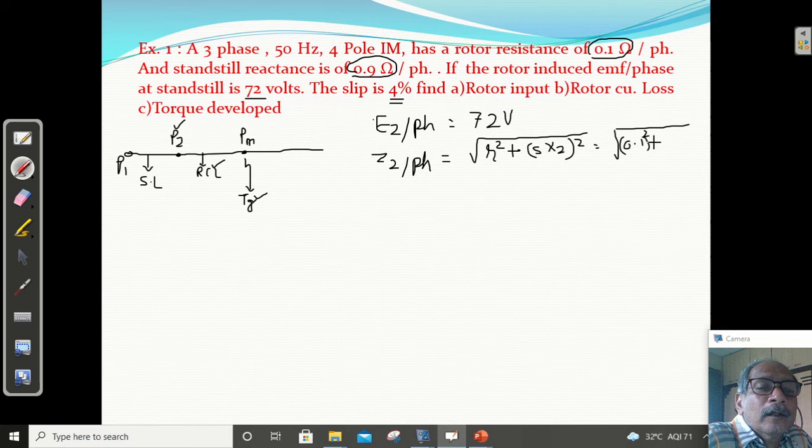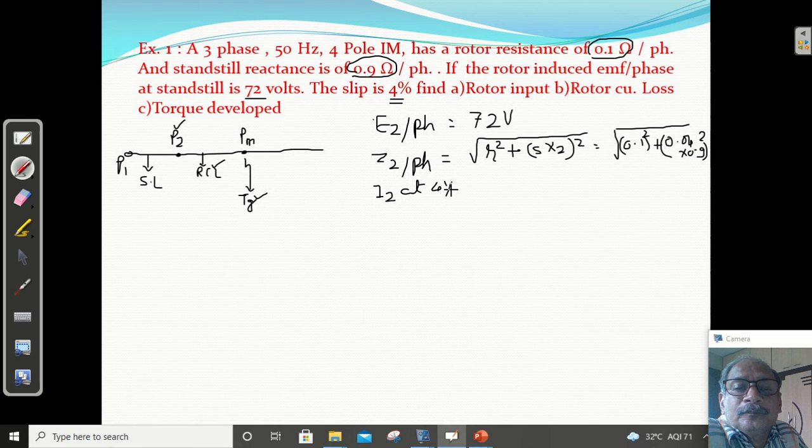square of that, plus slip is given 4%, 0.04 into 0.9, because this motor is running with the 4% slip, so that is the impedance Z2 under the running condition. Now we have to find the current I2 at 4% slip, equal to S into E2 by Z2.